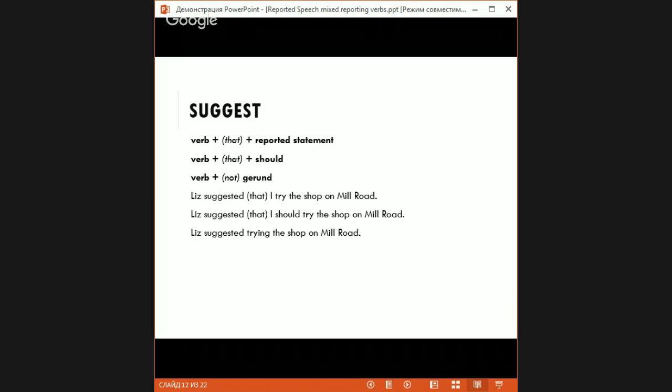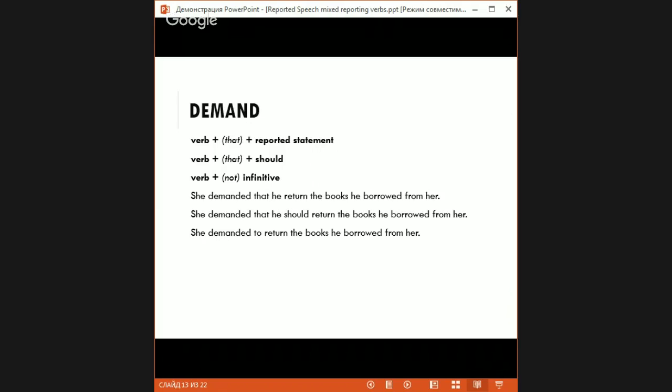And the last verb from my choice. Again, these are not all the verbs, but I think 16 is enough, keeping in mind that with them we can use different forms. So after demand, we can use reported statement, or we can use should. It is also possible to use infinitive. She demands that he returns the books he borrowed from her. She demands that he should return the books that he borrowed from her, or she demanded him to return the books he borrowed from her.